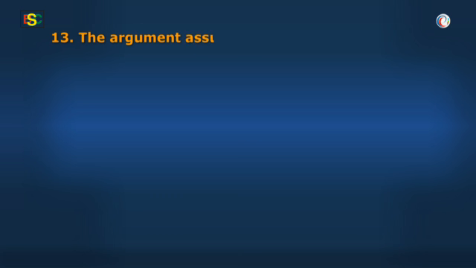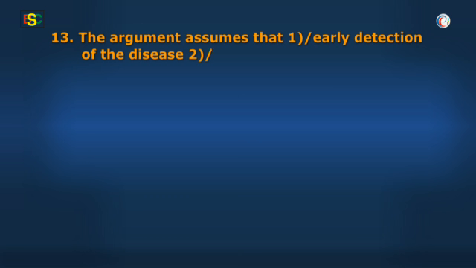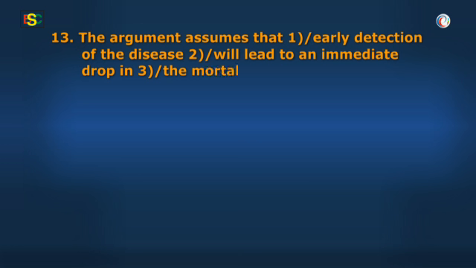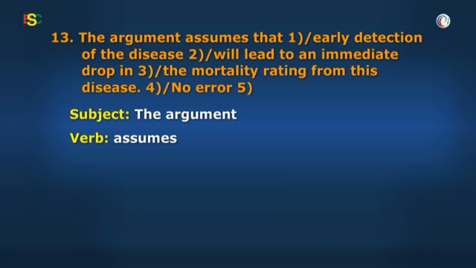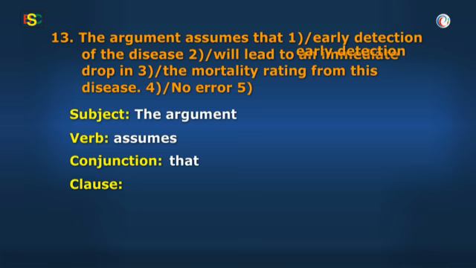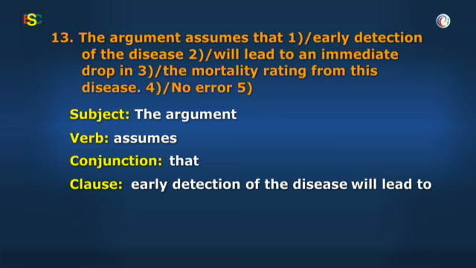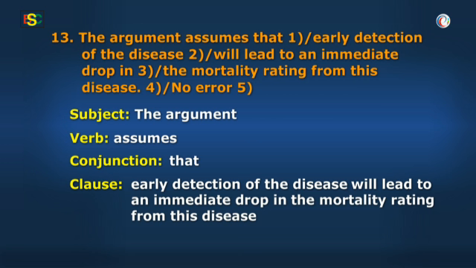The argument assumes that Part 1, early detection of the disease, Part 2, will lead to an immediate drop in Part 3, the mortality rating from this disease, Part 4, no error, Part 5. Vidya, here the subject is the argument. The verb is assumes. The conjunction is that, and the clause is early detection of the disease will lead to an immediate drop in the mortality rating from this disease.